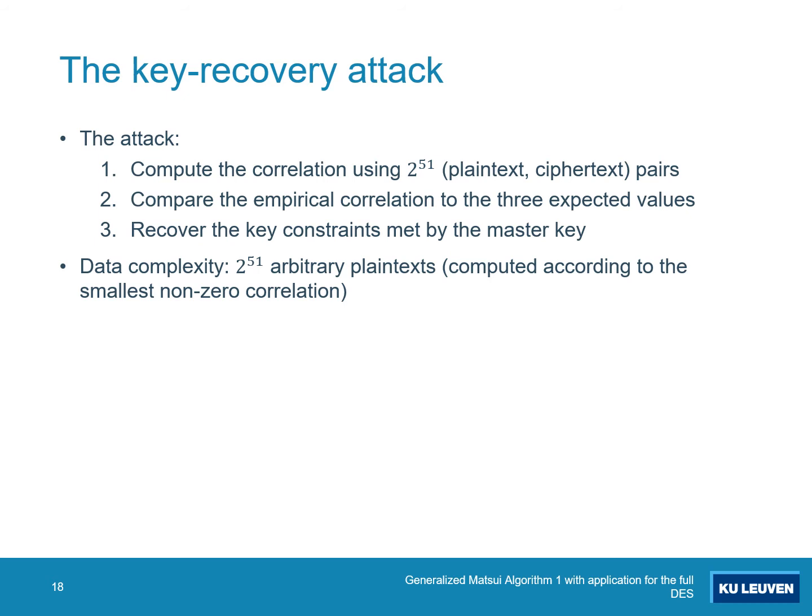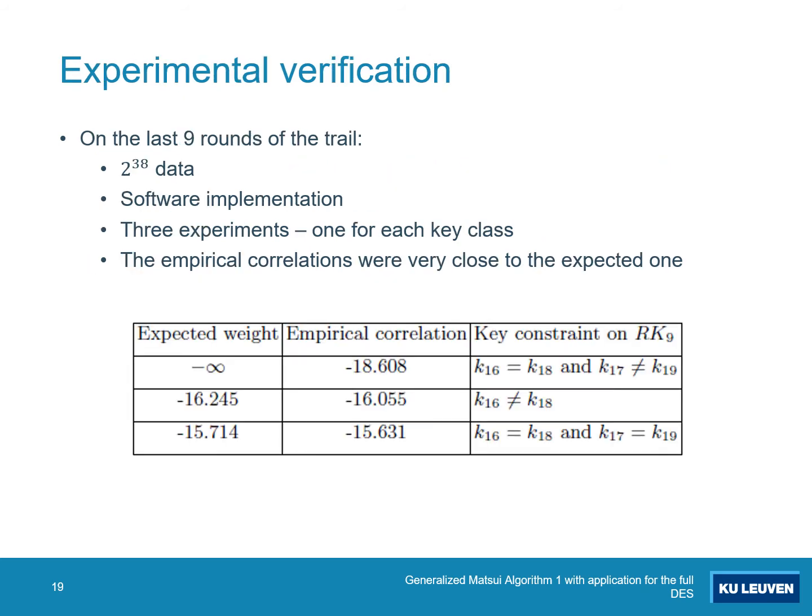Therefore, we learn the key constraints met by the master key. We computed the data complexity according to the smallest non-zero correlation, and we approximated it to 2^51. In order to verify our claims, we performed a series of experimental verifications. We used software implementation for our experiments on up to 9 rounds of the trail. In each experiment, the poisonous round is the last round, so we removed rounds from the beginning of the trail.